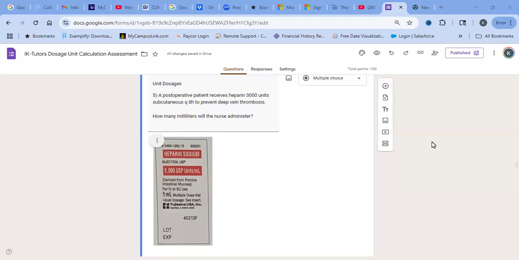This is a unit dosage question, and what we need to do is pick out three vital pieces of information from the question, and then use those three pieces of information to solve it. And we can do it in 3 steps.